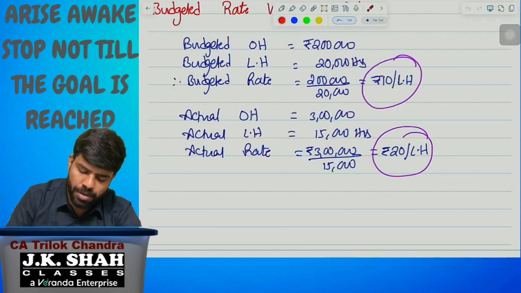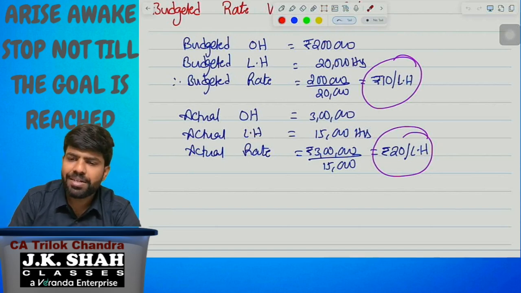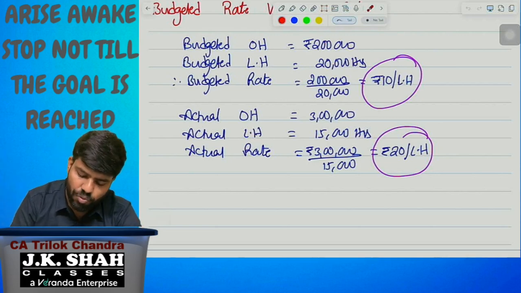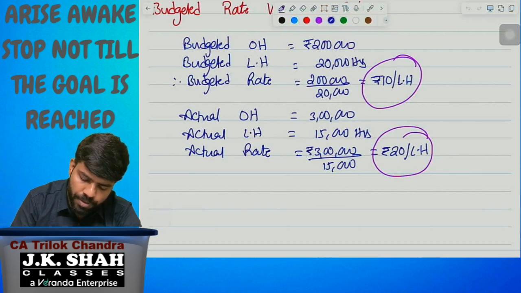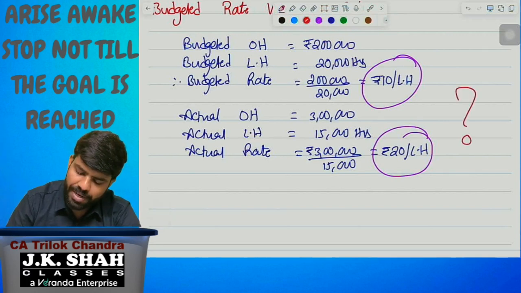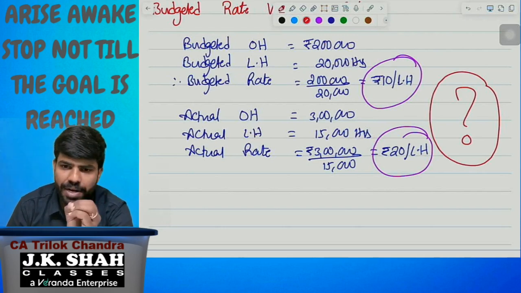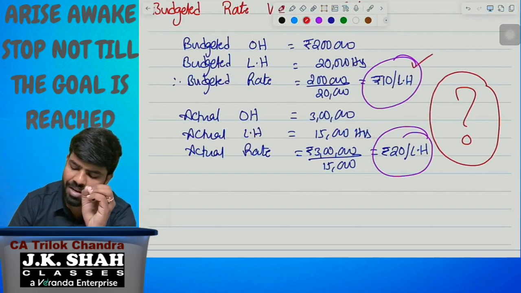Okay. One is budgeted rate, 10 rupees per hour. One more thing, actual rate, 20 rupees per labor hour. Now the biggest question mark: which rate is to be used while absorbing the overheads? Is it the budgeted rate or is it the actual rate?